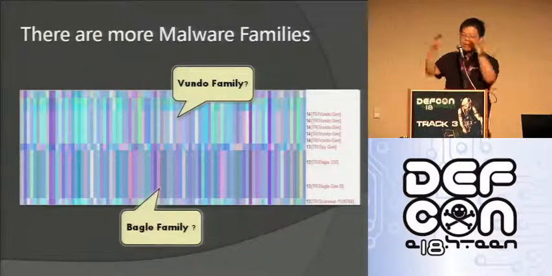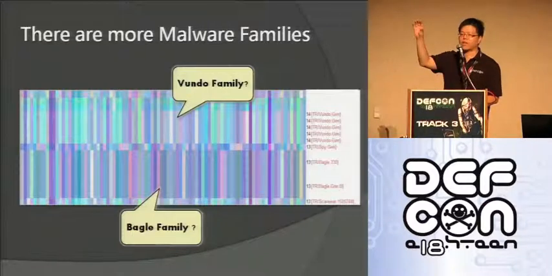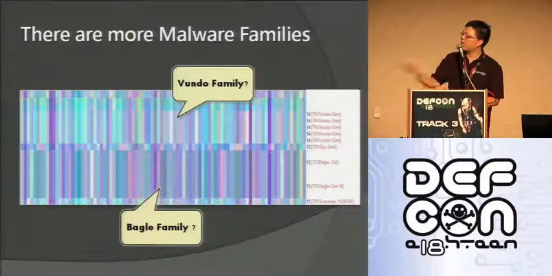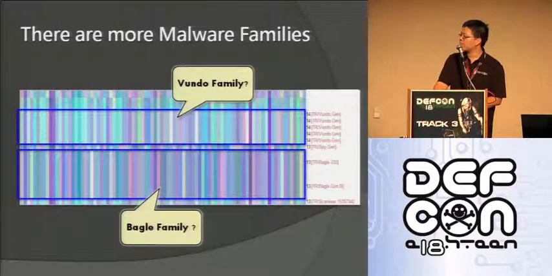And in that big block, we only look at the first block, right? So there are other blocks in that picture. There are also other malware families, including the Undo family and also the Bagle family, also a very famous malware. So these malware instances also tend to be very similar. They have the same color patterns.